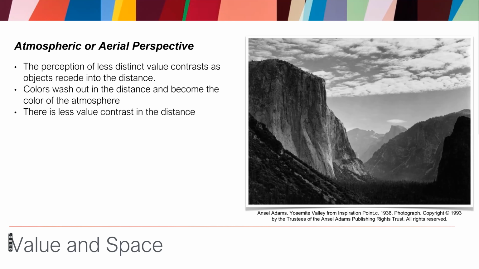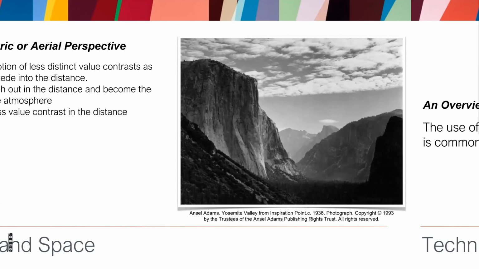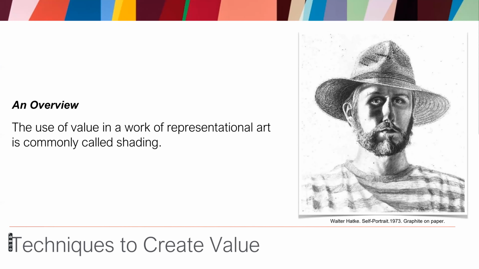Characteristics of aerial perspective include the perception of less distinct value contrast on objects as they recede into the distance. Colors wash out in the distance and become the color of the atmosphere, with less value contrast. This entire lesson is focused on value. We discussed terms associated with value, like value, contrast, and value pattern. We talked about how value can be used to create contrast, focal point, volume, and space within the design.